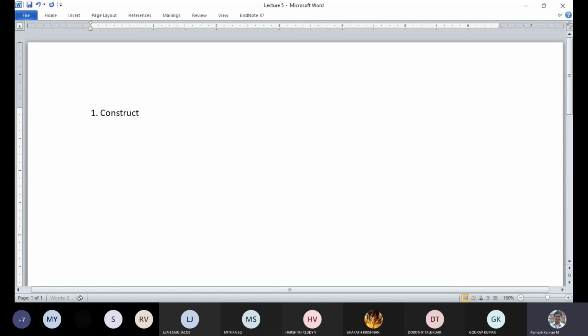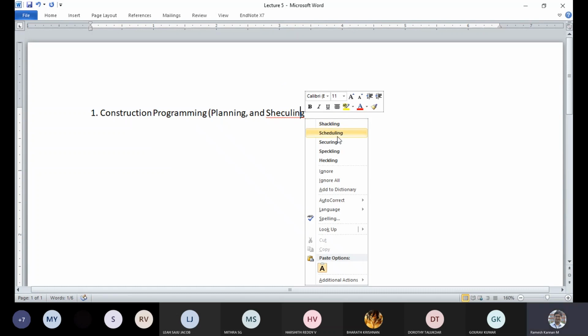Construction programming. Programming here does not represent computer programming, but in terms of planning, you can even call it planning and scheduling, and call it scheduling, right?